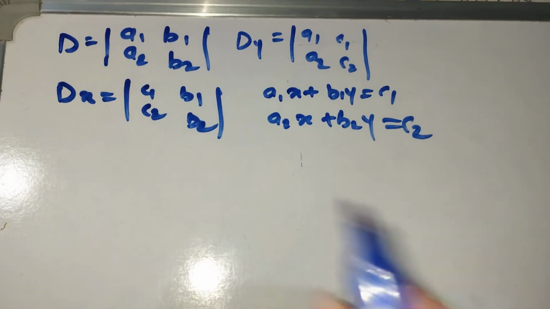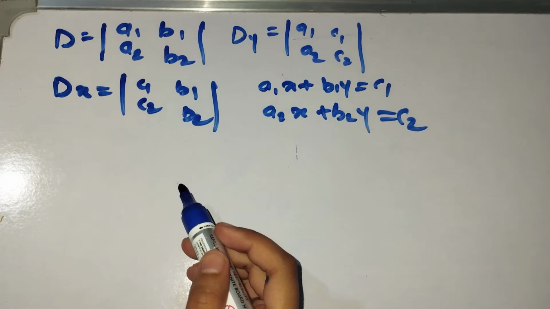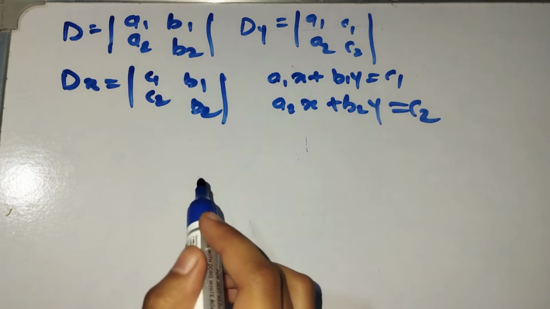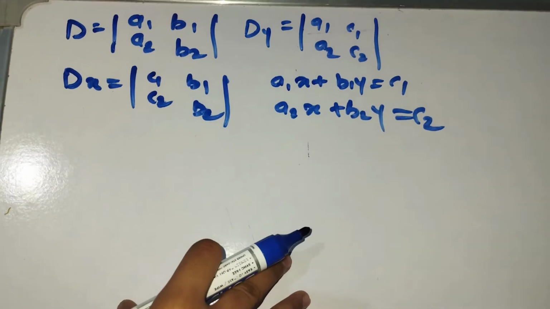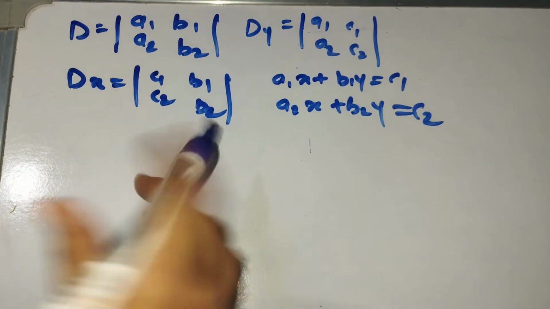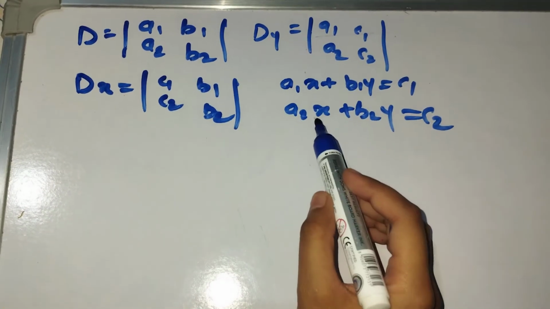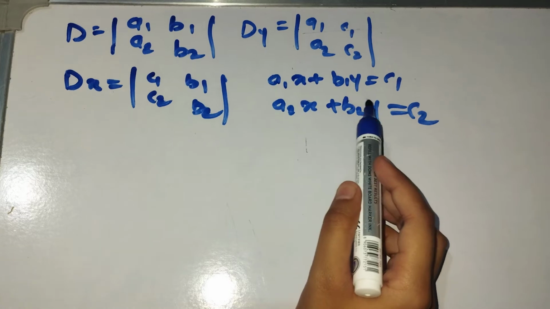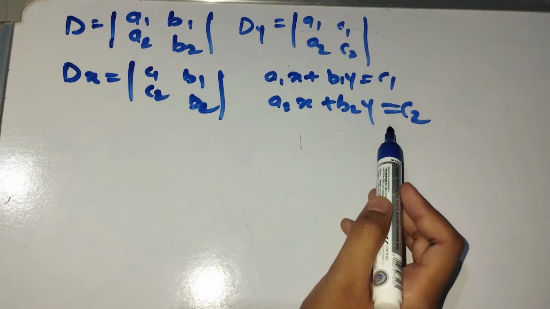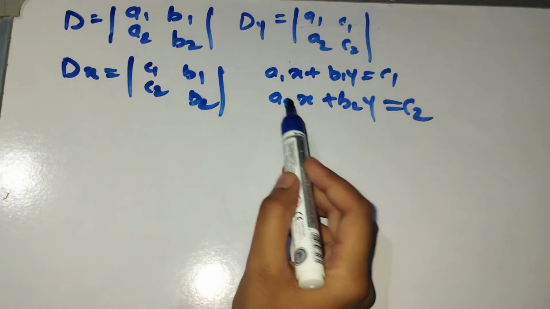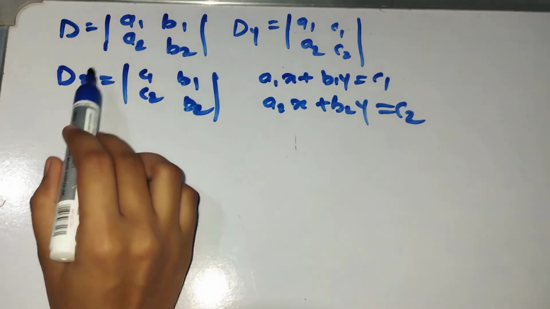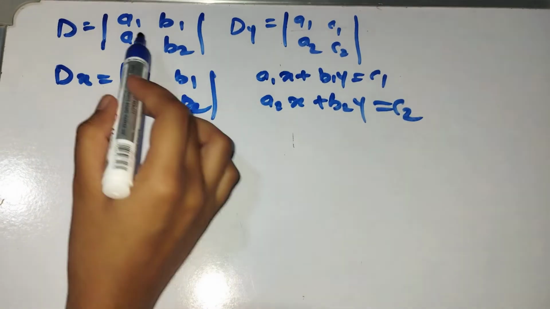As usual, we solve simultaneous equations by addition or subtraction, but here we are just going to make it simple. We use Cramer's law. Basically, you are given two equations, a1x plus b1y equals c1 and a2x plus b2y equals c2. From here, you take the coefficients of x and y in D: a1 and a2, b1 and b2.